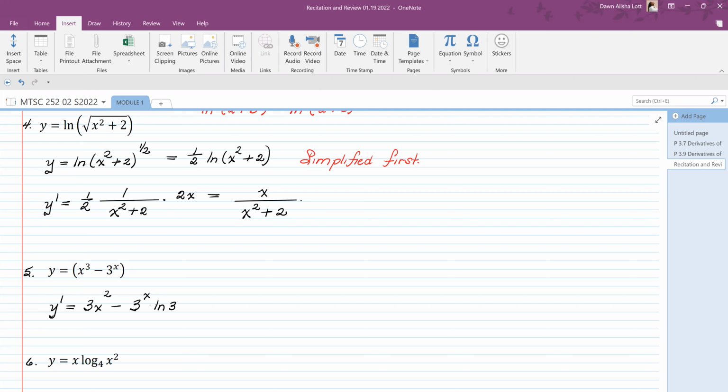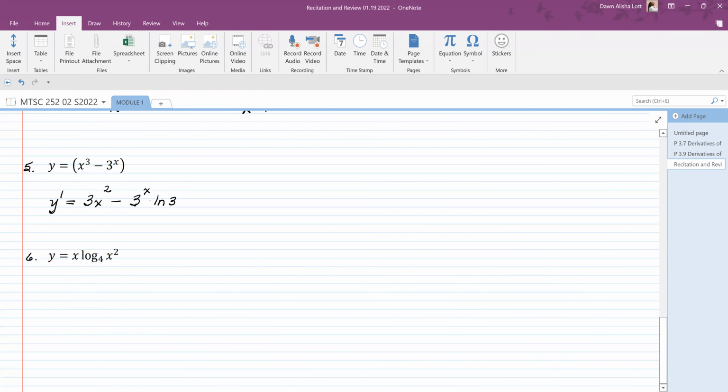All right, so the first part was easy, 3x squared. And the second part, the derivative of a to the x is a to the x natural log 3. Okay, number 6 is also rather difficult, but it's doable. It's going to require a product rule and a chain rule.